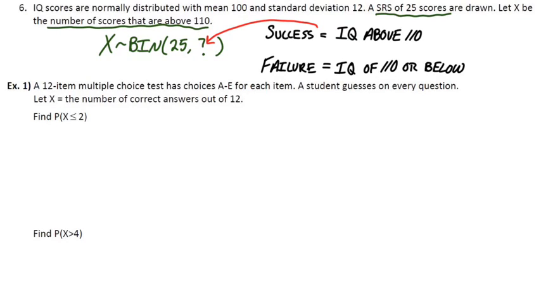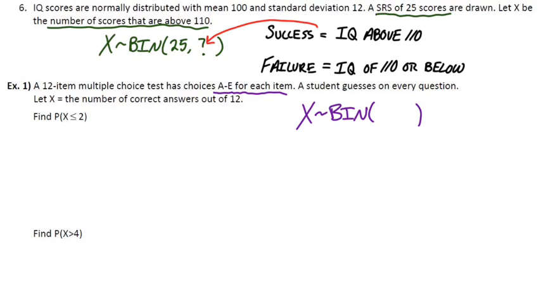So a student is giving a total random guess on each question. Let X be the number of correct answers out of 12 that the student gets. For starters, this is a discrete random variable because we can count how many questions the kid gets right. And more specifically, we could say X is a binomial random variable. It follows a binomial distribution.